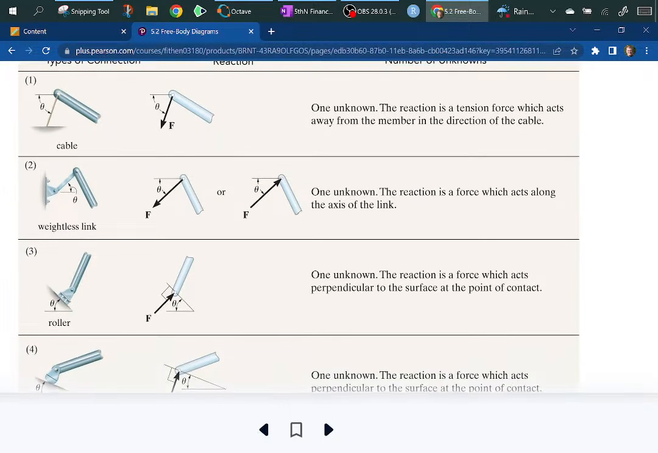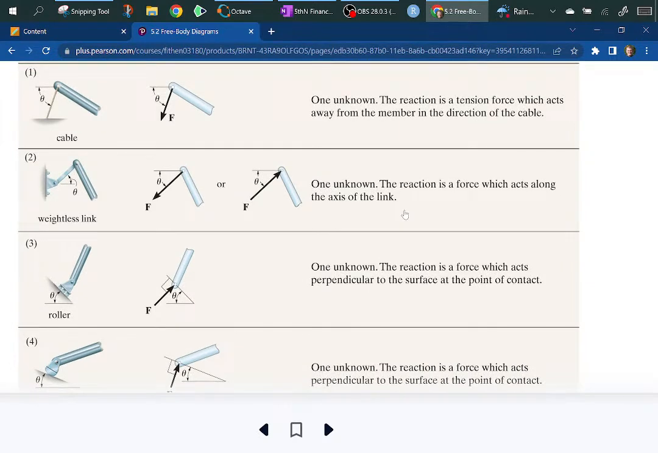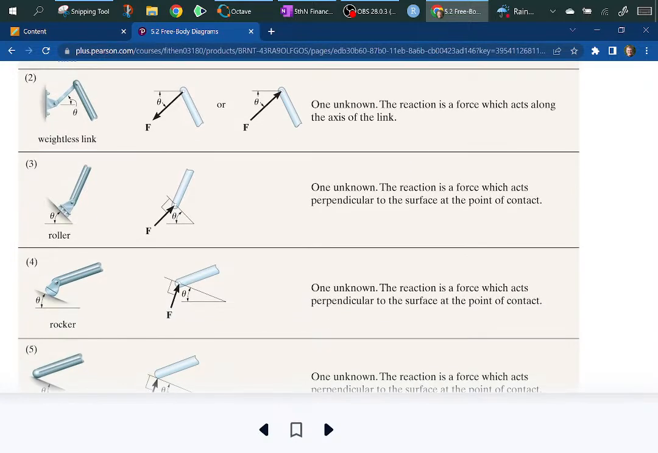If you have a roller, the ground can't exert a force other than perpendicular, it can only have a perpendicular force. The surface can't supply a force along the member here. This is a very common one, a rocker. This pin can move this way freely, but it cannot move towards the ground freely. So this is the force here. This is essentially like a roller, but this is what's used more often.